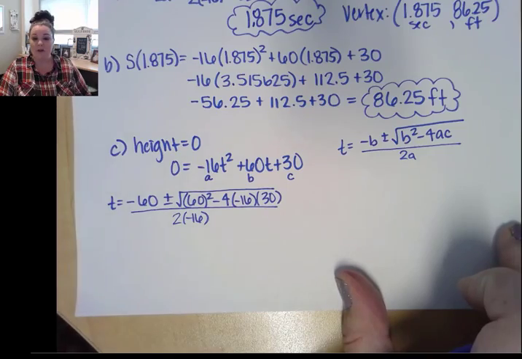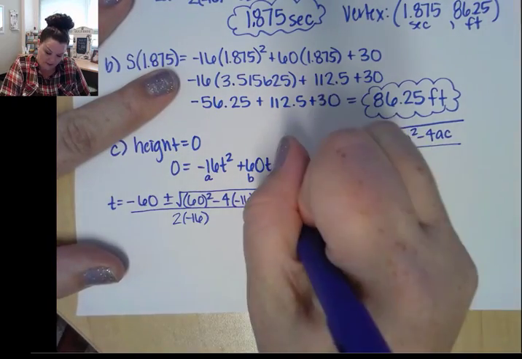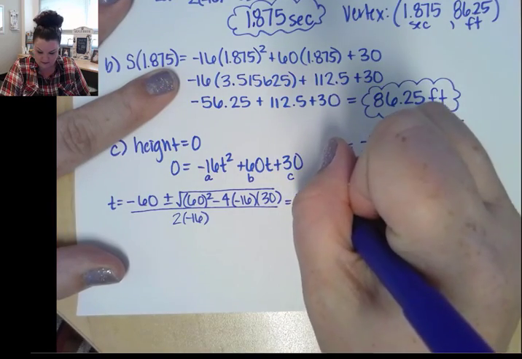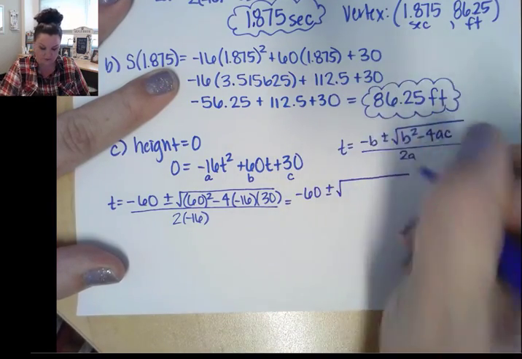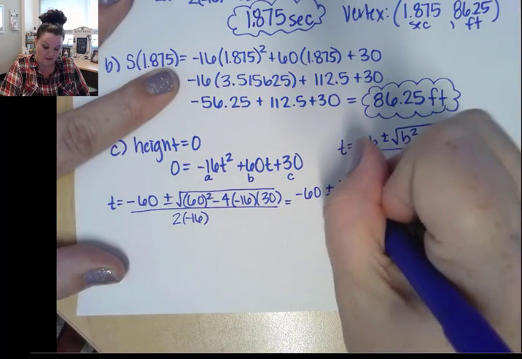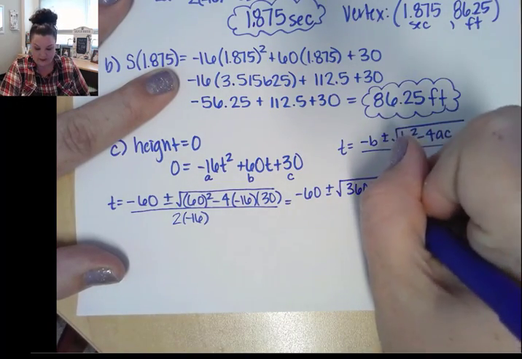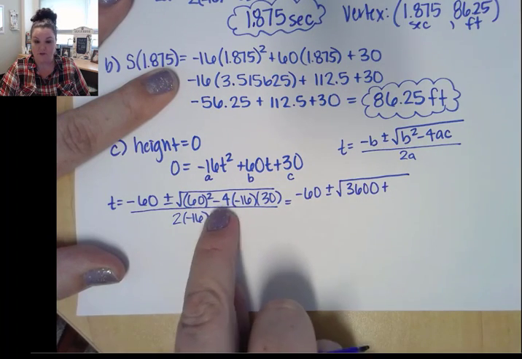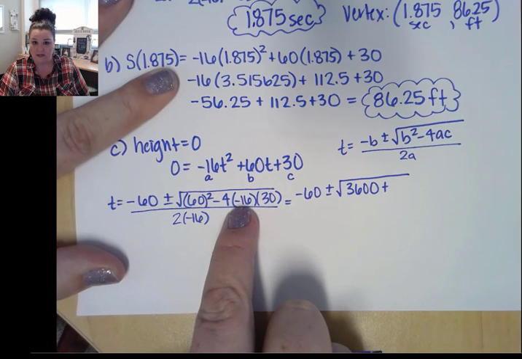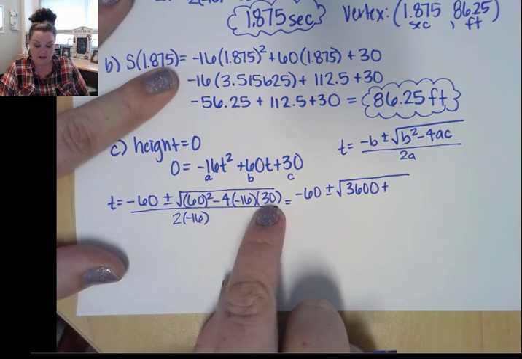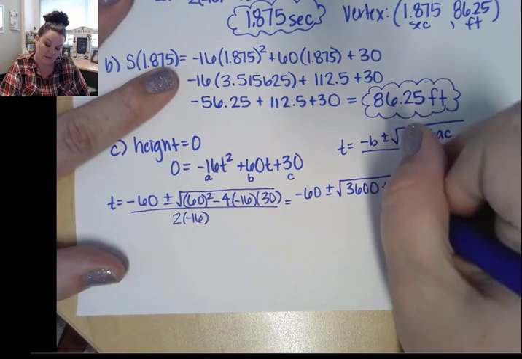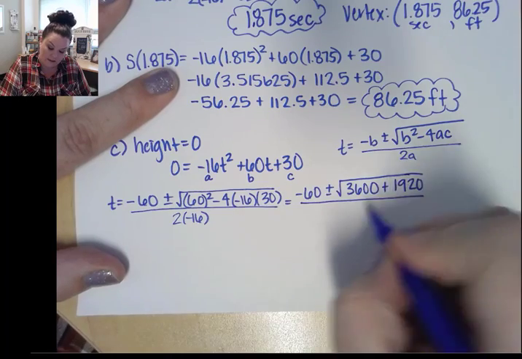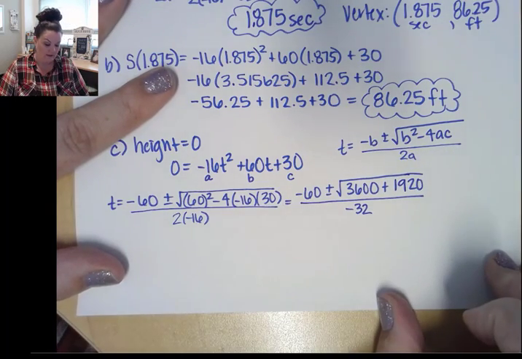Okay, so I have everything plugged in. Now I just need to simplify. So to simplify, I still have negative 60 plus or minus the square root. 60 squared gives me 3,600. And when I multiply these next three numbers together, I'm going to get a positive, right? Because I have two negatives. Negative times negative is positive, times another positive is positive. And 4 times 16 times 30 gives me 1920, all over negative 32.